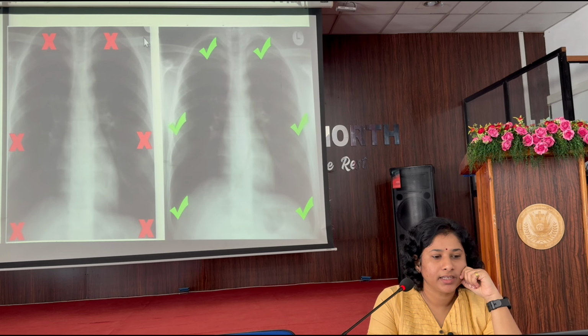It is corrected in the second X-ray, where you can see the apex very clearly, the lateral chest wall and the scapula are seen, and the costophrenic angles are nicely demonstrated.